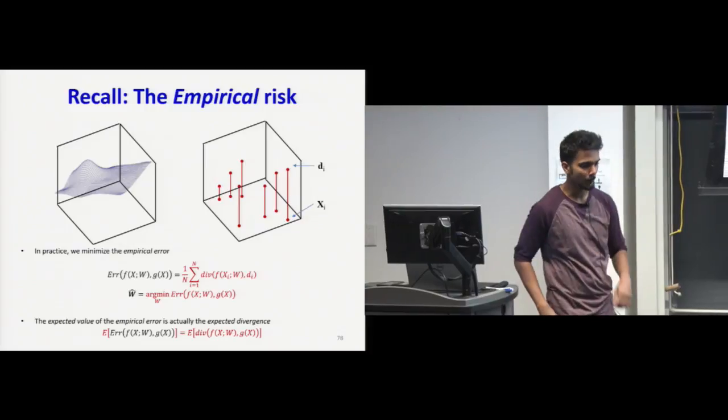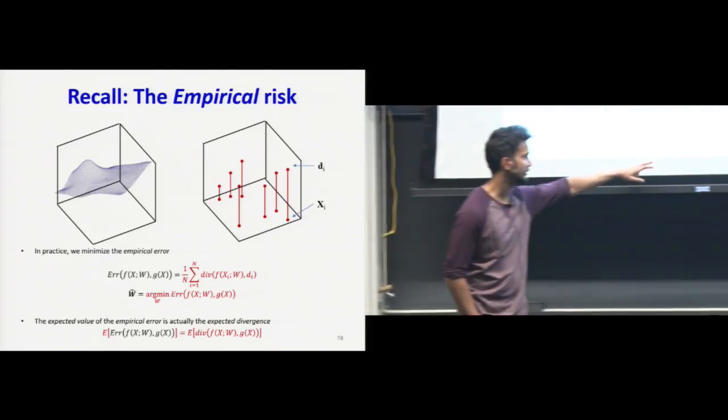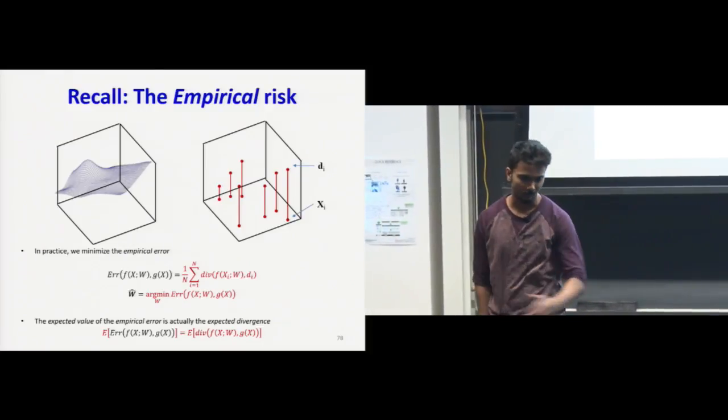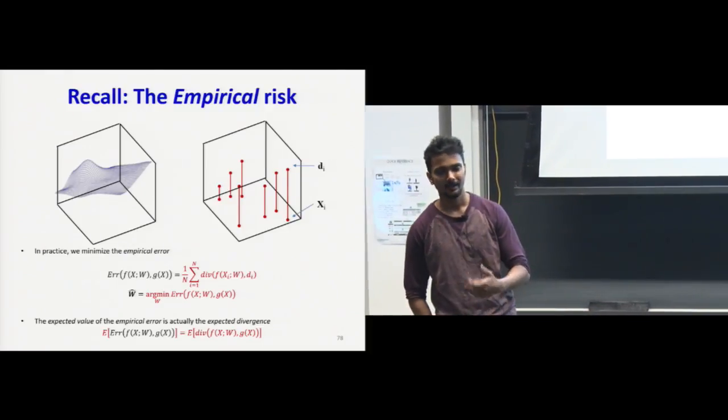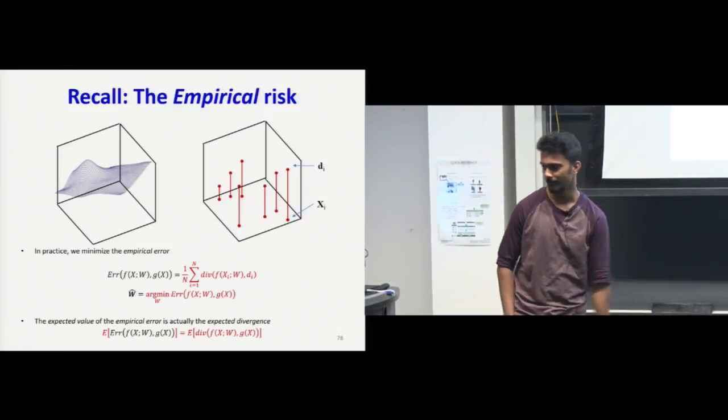You basically look at the expected value of the error function, the divergence. So you run a lot of iterations, you get the average, and you say that the average shows the approximate function that you're trying to model.